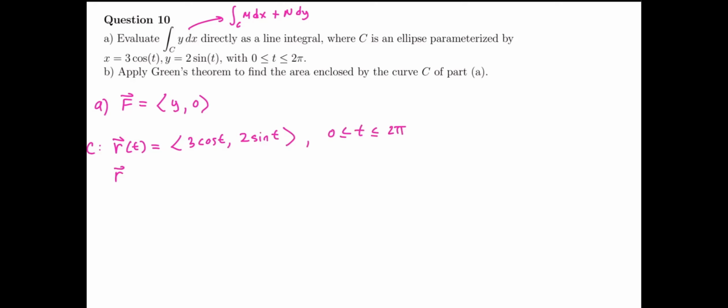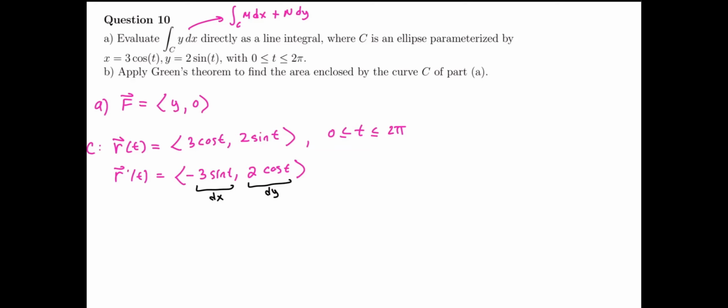So that means r prime of t will be negative 3 sine of t and 2 cosine of t, which means that this is the derivative with respect to x, and this will be the derivative with respect to y. So dx dt and dy dt. You can think of it that way.